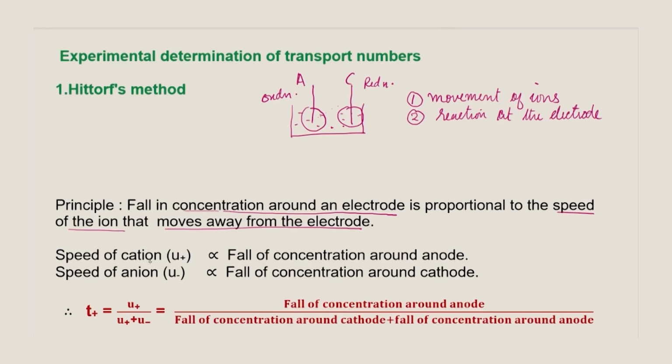So, we can say the speed of cation will be proportional to the fall in concentration around the anode, because cations are moving towards the cathode, and therefore there will be a fall in concentration not at the cathode, but at the anode. So, here the speed of cation is directly proportional to the fall in concentration around the anode, and the speed of anion will be proportional to the fall in concentration around the cathode. Those are the ions that are moving away from the electrodes.